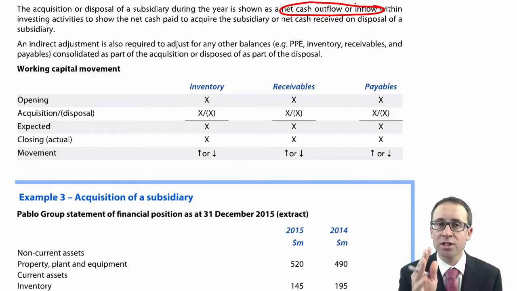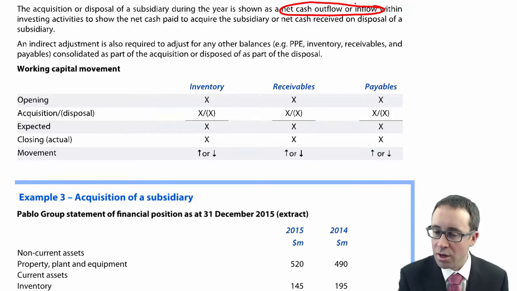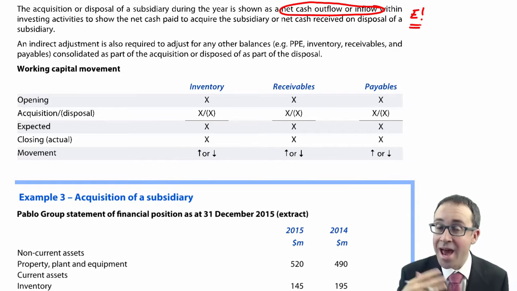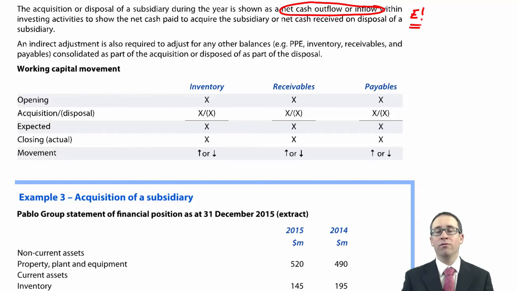So the key first thing to do, and it's easy marks within the exam, is to look at the net cash inflow or outflow with regards to the disposal or acquisition of a subsidiary. Okay, it's one line item. You take two figures, you net them off into one. Nice and simple. The second one's a little bit harder to get your head around, and it's the one that requires a lot more consideration within the exam.